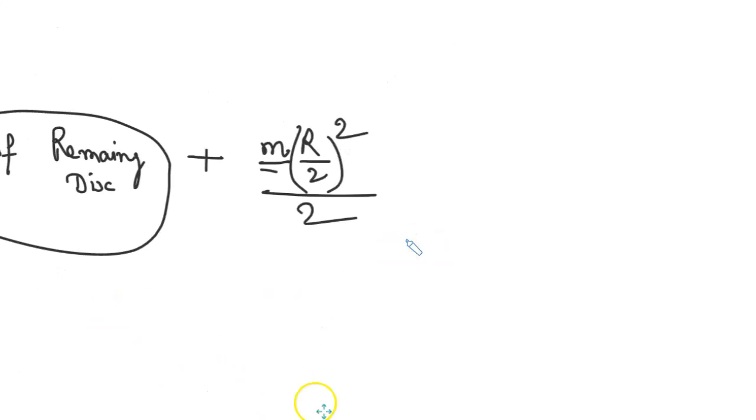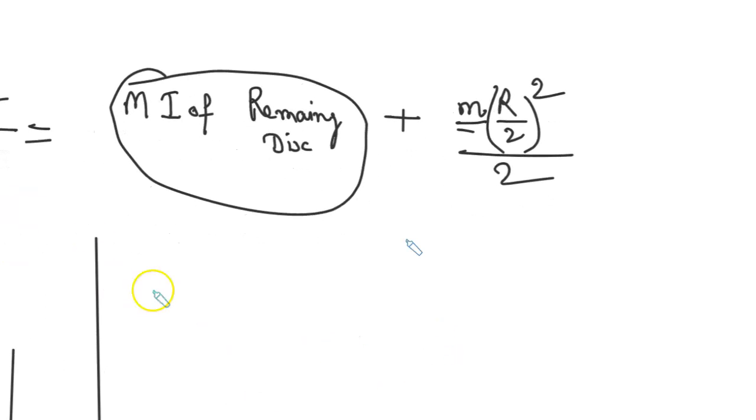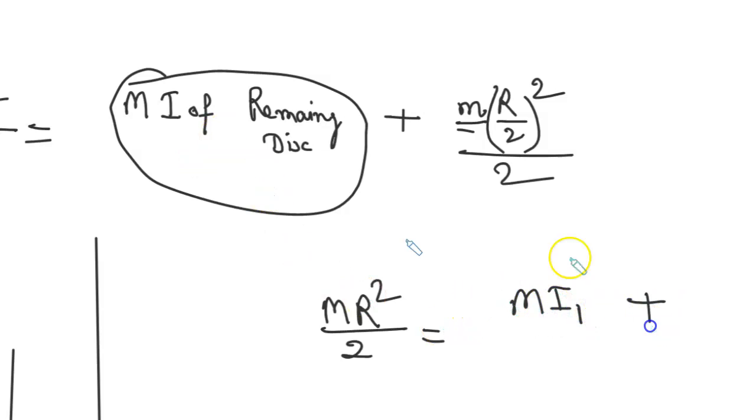Put m by 4 here. The mass of the remaining disk is going to be 3m by 4, but I don't bother with that because they are asking for the moment of inertia. From this equation, we get m r square by 2 equals I1 plus (m by 4) into (r square divided by 4), and again there is a 2.